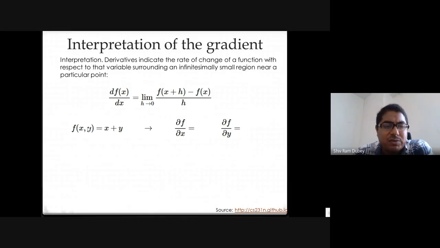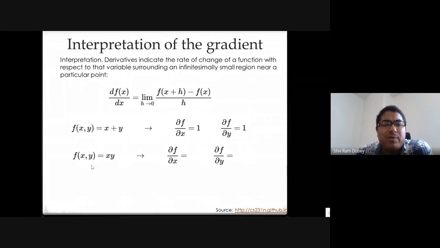Suppose we have f(x,y) equals x plus y. If you have to find the gradient of f with respect to x, we can simply do the partial differentiation, and it is going to come as 1. Similarly, if you compute the partial derivative of f with respect to y, it is also 1. Suppose you have a multiplicative function, f(x,y) equals xy. If you compute del f by del x, it is going to be y, and del f by del y is going to be x. So this is the partial differentiation of multiplicative variables.